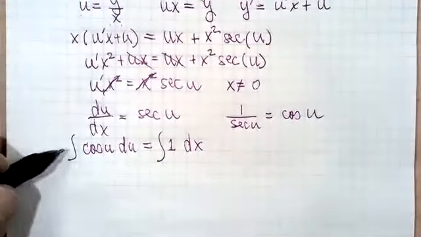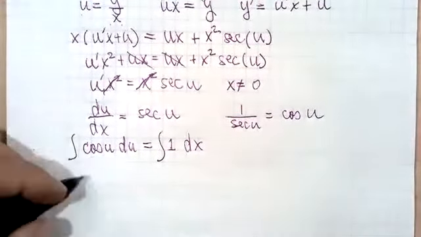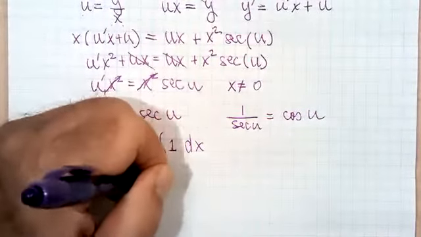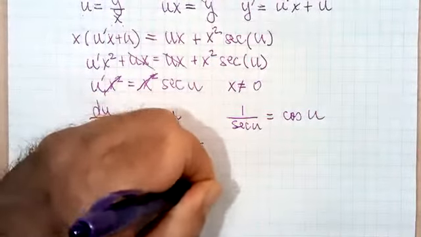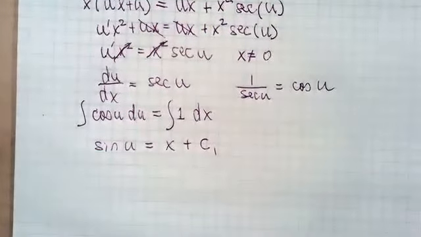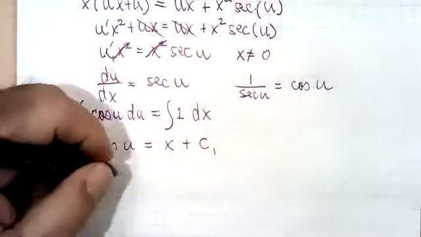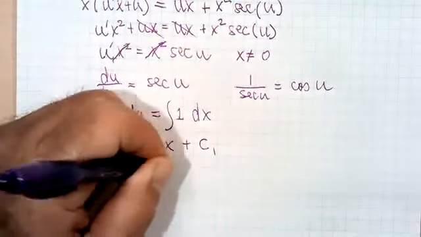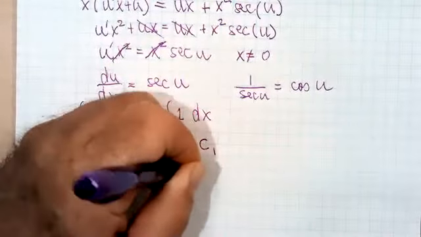Okay, so the derivative of sine is cosine. So sine of u is equal to x plus an arbitrary constant, let's say C1. And I can take the inverse sine of both sides. u equals arc sine of x plus C1.